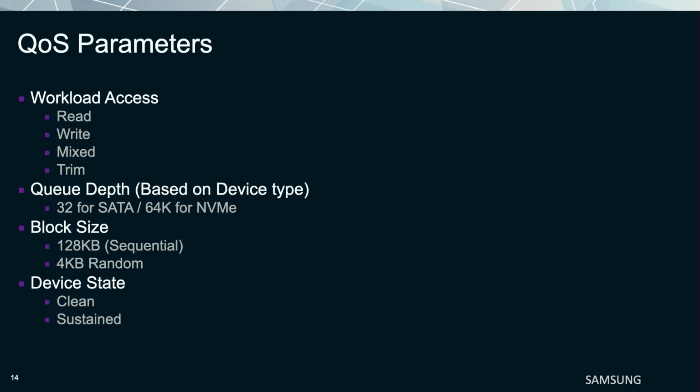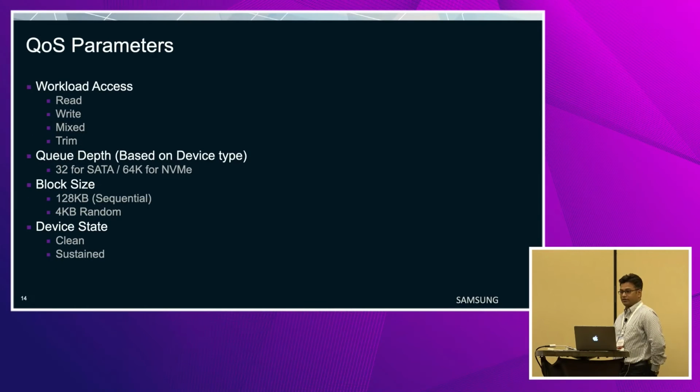Whenever you are generating the workload with FIO and so on, giving 64K will cause a lot of bottleneck on the device side. So we have to know the queue depth of the device policy. Block size: definitely 128 KB sequential and 4 KB random we consider. And device state, this one is last, but it's very important.